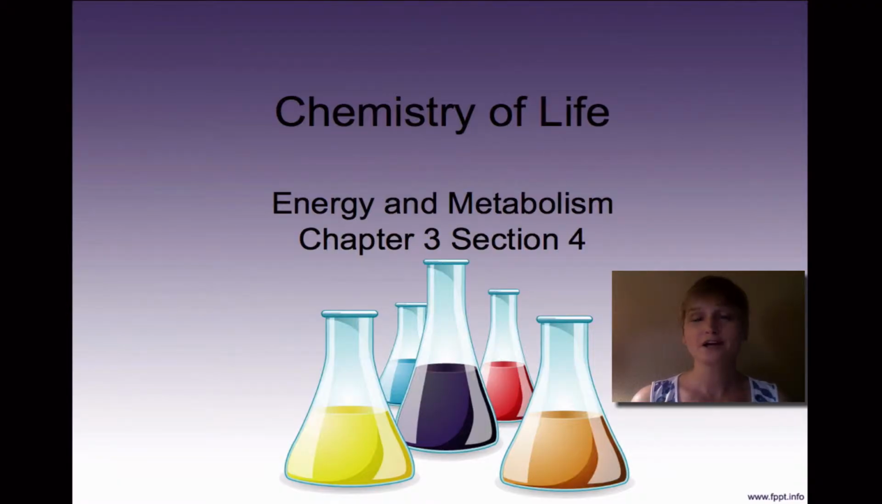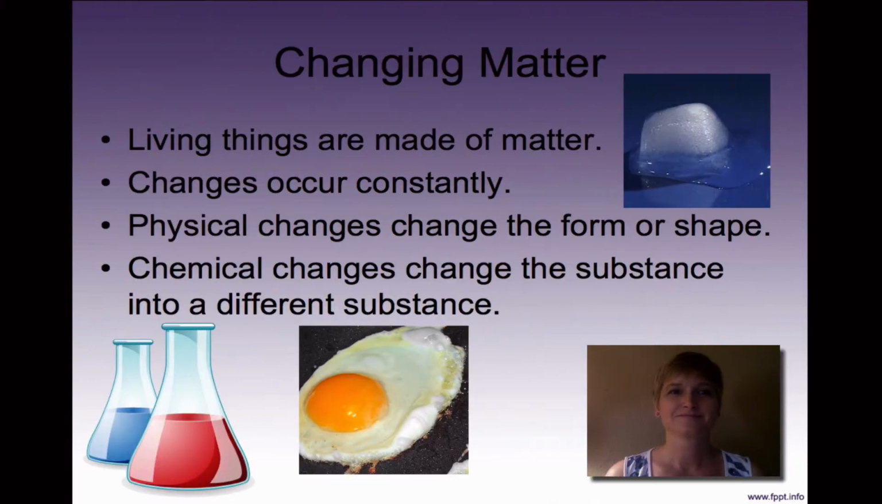Okay, moving right along, we're still talking about the chemistry of life, and this one is about energy and metabolism. All right, let's talk about the way that matter can change. So all living things are made of matter, but changes occur constantly in that matter. And there's two different types of changes. There's physical changes, which would change the form or the shape.